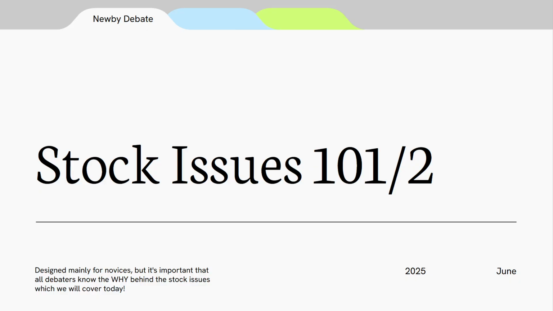This is going to be over the stock issues today. It's labeled Stock Issues 101/102, mainly because this is designed for novices, but I think there's probably a lot of people out there that learned about the stock issues from what I would call a "what" understanding rather than a "why" understanding. Hopefully today, even if you think you know the stock issues, you can double check your knowledge and make sure that you know why these things operate the way that they do, and not just that you were told this is what this is and you operate under the fact that it just exists. So let's go ahead and start with the stock issues.